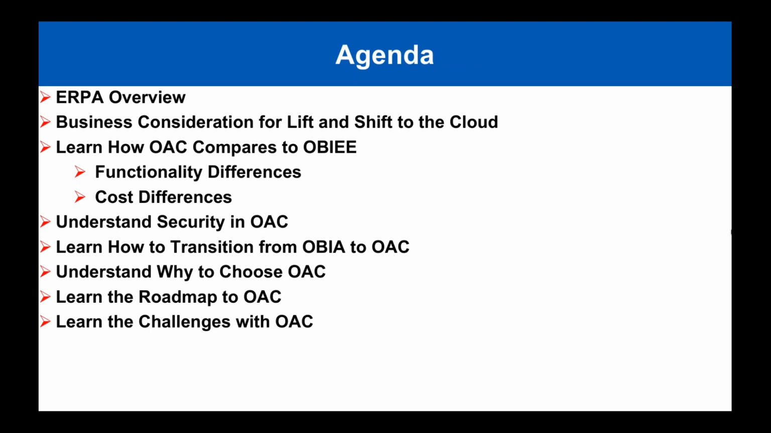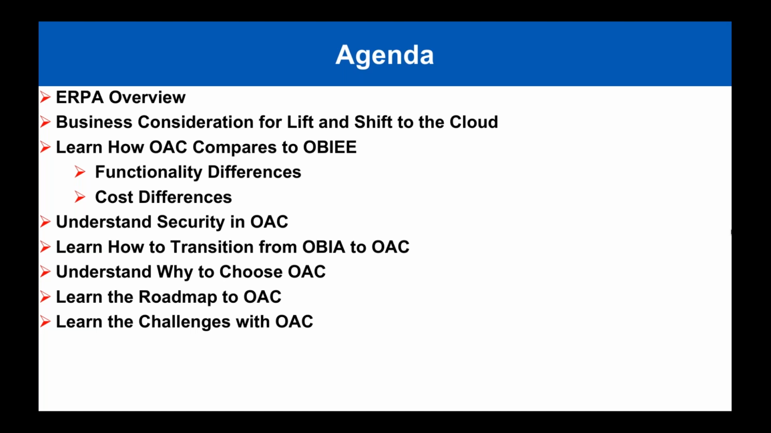The agenda for today's call is we're going to do a little overview of ERPA. That's just to qualify us and our background and experience with the topic and the subjects. Then we're going to look at the business considerations for lift and shift to the cloud to give you an understanding of what you should be doing for cost comparisons. Then we're going to actually look at the cost comparison of the licensing for OAC and OBIA and how the components all fit together.